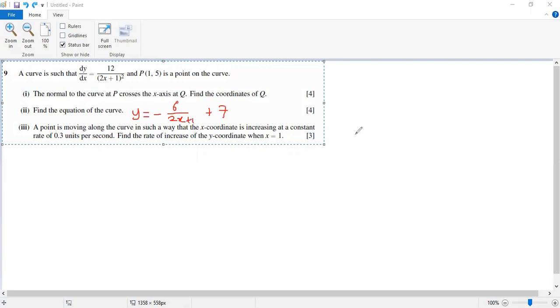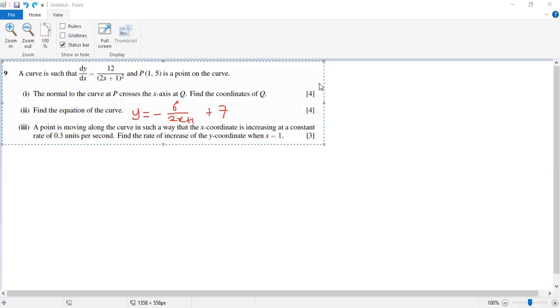Okay, so moving along the curve in such a way that the x coordinate is increasing at a constant rate of 0.3 units per second. Okay, constant rate of 0.3 units per second. Just checking the equation of the curve. Okay, and then find the rate of increase of the y coordinate when x equals 1.